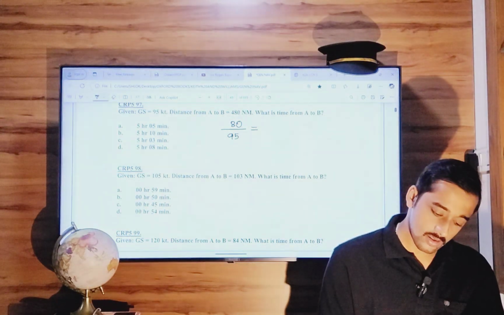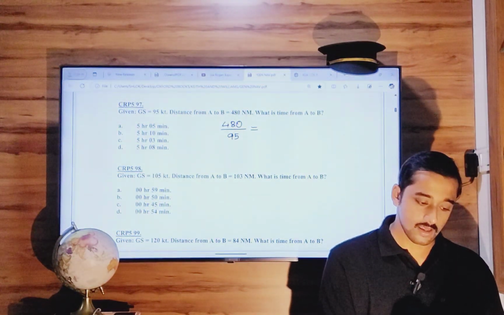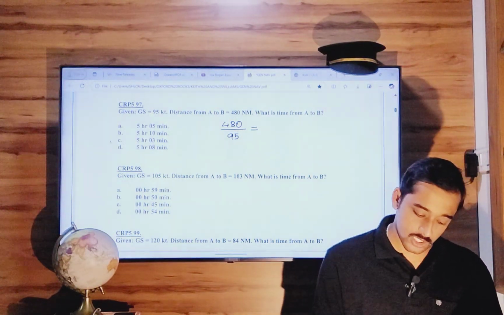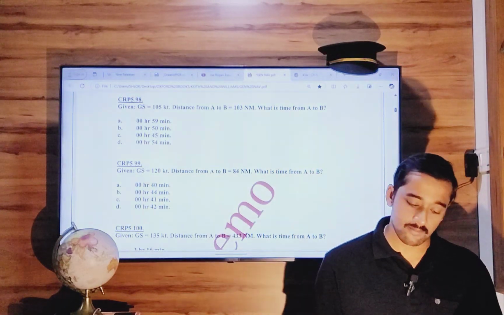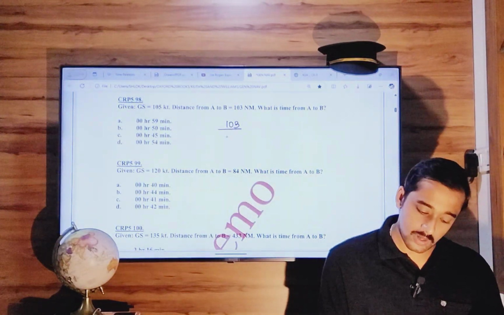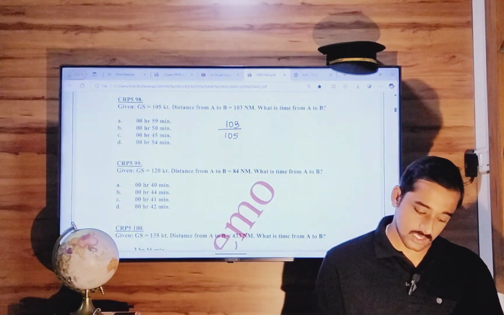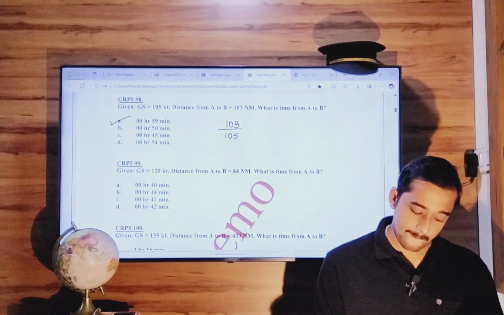480 divided by 95 is 5 hours 3 minutes. So the correct option here is option Charlie. Question 98. Speed and distance given, what is the time taken? So time will be distance divided by speed. So 103 divided by 105 is 58 minutes. Closest is option A, 59.